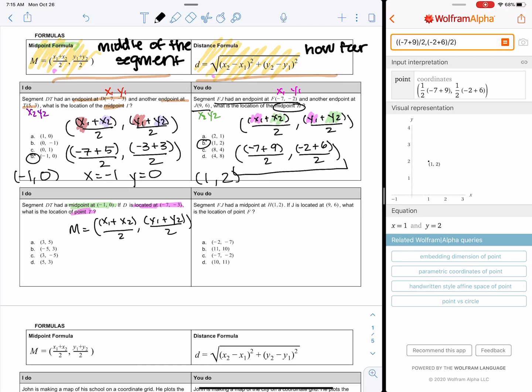Now, how is this different? Were we given two endpoints, or were we given one midpoint and one endpoint? Very good. We were given the midpoint and x1, y1. So our midpoint -1, 0 equals (-7 plus x2) over 2, comma, (-3 plus y2) over 2. And then we're going to plug this all into Wolfram Alpha.